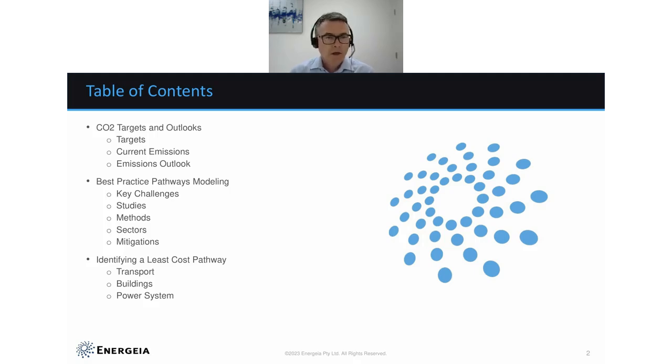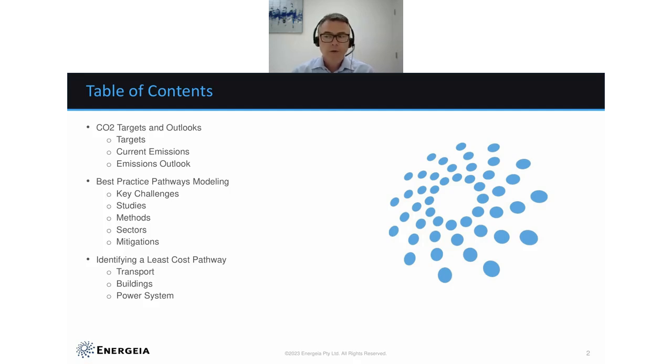Today's topics are going to cover first CO2 targets and outlooks in Australia, some of the complexity and the detail there. Then we'll talk about some of the research results of our investigation into best practice pathways modeling. And then we'll finish with a brief case study of some pathways work that we've done recently.